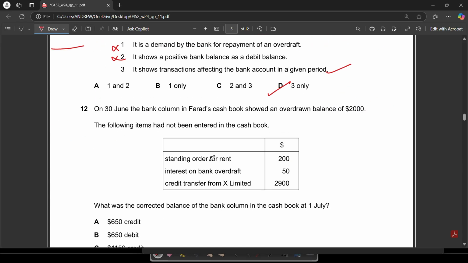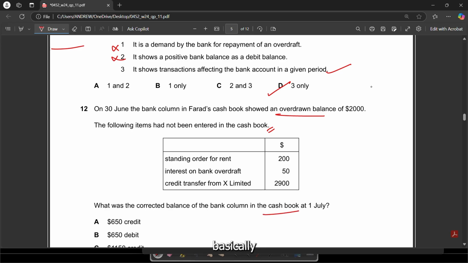Alright, let's move ahead with the next question, that is question number 12. On 30th June, the bank column in Farad's cash book showed an overdrawn balance of $2000. The following items had not been entered in the cash book. What was the correct balance of the bank column in the cash book?